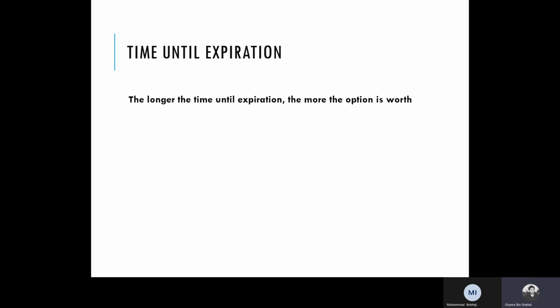because then the stock will be going through some changes and there will be a risk factor involved. So the longer the time, the more the option will be worth. And it is clear from the explanation, and from the formula, we can also derive that. Now, next is the stock price. The greater the stock price, the greater the call option worth.